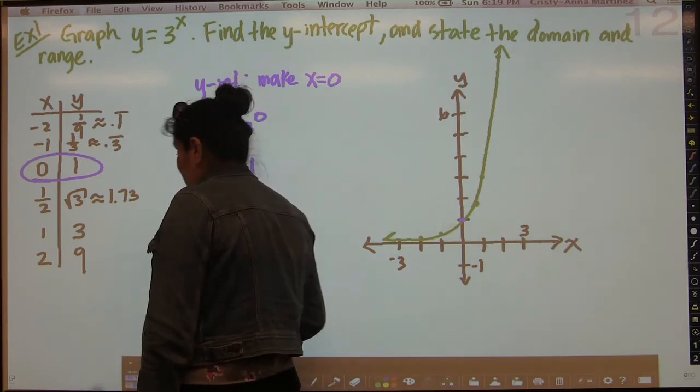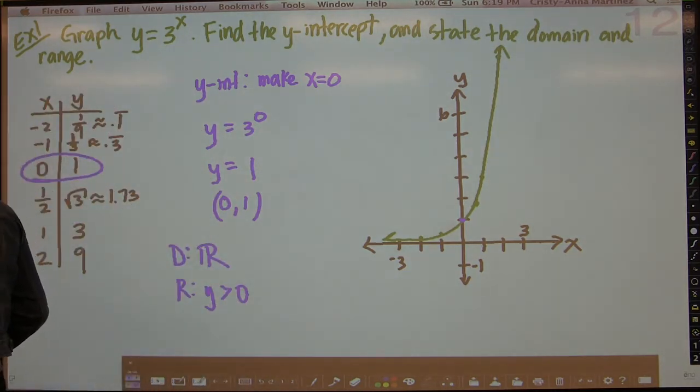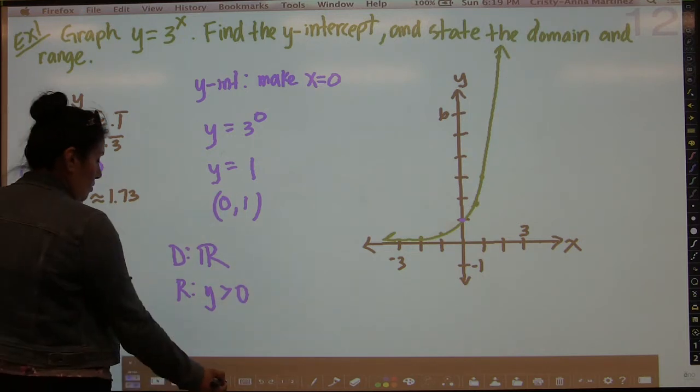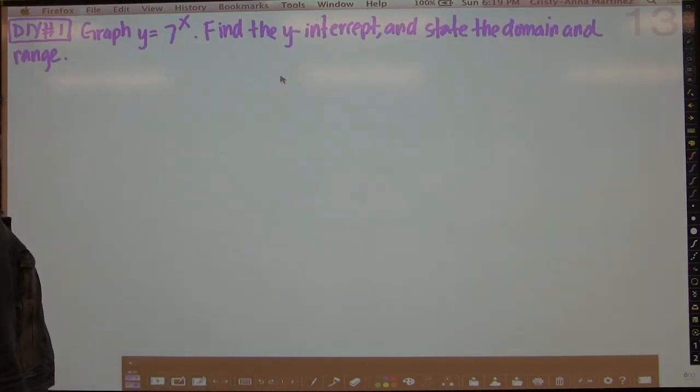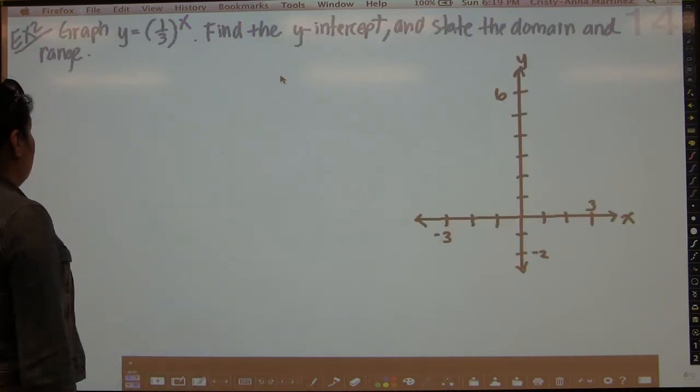0. In fact, it never actually equals 0. So we don't want to include 0 in our range. We want to just say that it's all the positive numbers. So basically all the numbers that are bigger than 0. And that is how you do example 1. So now we're going to have you do it yourself, number 1. And then we're going to go on to our next example.